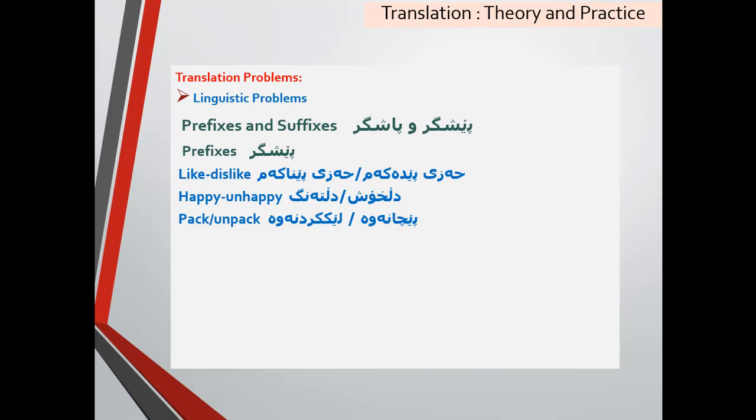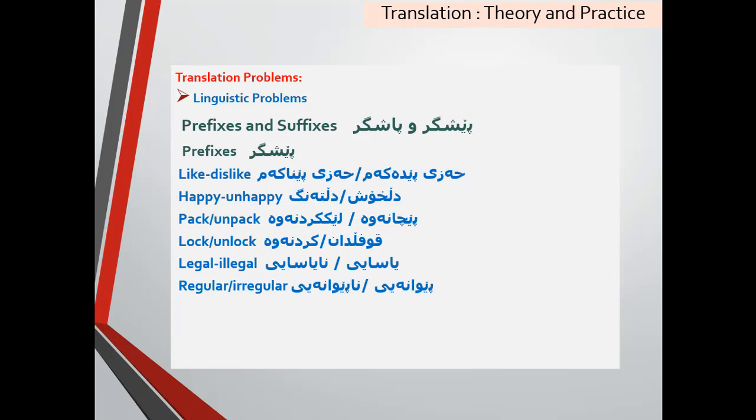Pack and unpack. Pack means to gather your stuff in a luggage, کوکردنەوە یان پێچانەوە. Unpack is لێککردنەوە یان هەڵوەشاندنەوە. Lock and unlock. Lock in Kurdish means قفلدان. Unlock means کردنەوە. So here also the prefix un, that's for negative or for the opposite direction, is not translated as na, but the whole meaning is changed because it is attached to a verb. Legal, illegal. Now the prefix il is translated as na. Regular, irregular, again as na. Accurate, inaccurate. These are less problematic. Play, replay. Replay means دوباره کار پێکردن.